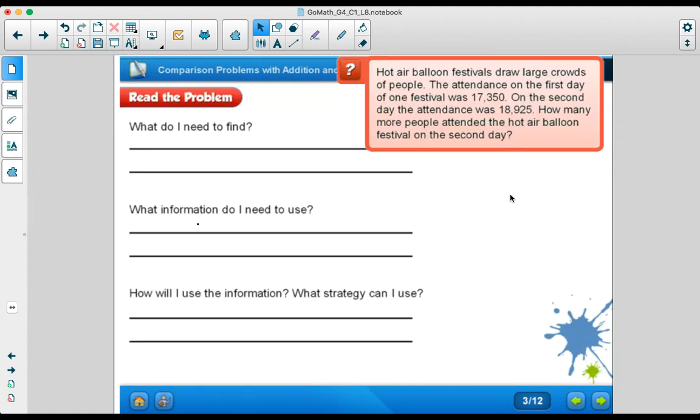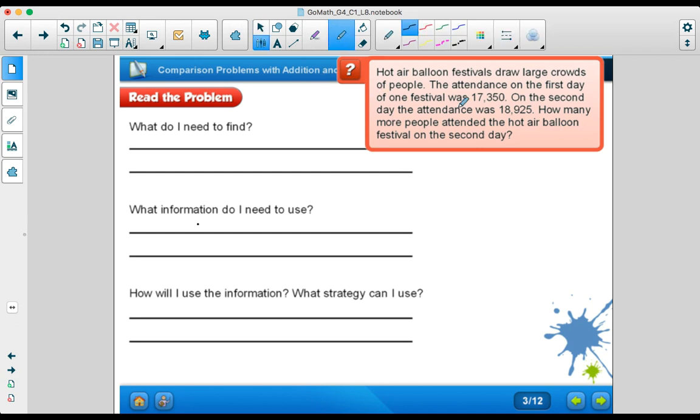The first problem, please look on page 49, unlock the problem. Hot air balloon festivals draw large crowds of people. The attendance on the first day of one festival was 17,350. On the second day, the attendance was 18,925. How many more people attended the hot air balloon festival on the second day?